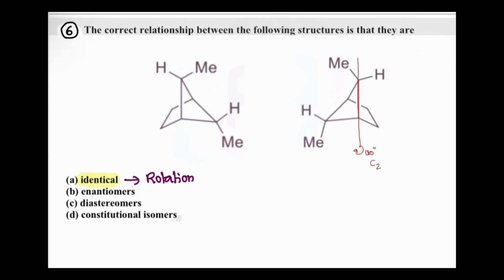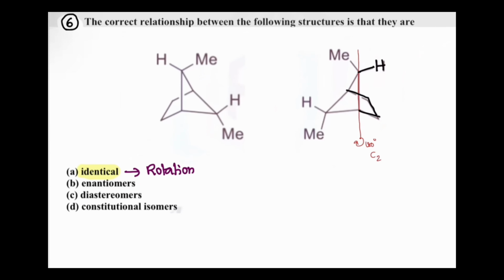What will happen? All the right substituents, that is the bonds which lie on the right side, after rotation will come to the left side, and all the left substituents will come to the right side. So suppose I draw all the right substituents after rotation on the left side. Here we have a CH bond also, and after rotation this bond will come here, and this bond after rotation comes here. So we have a bond here.